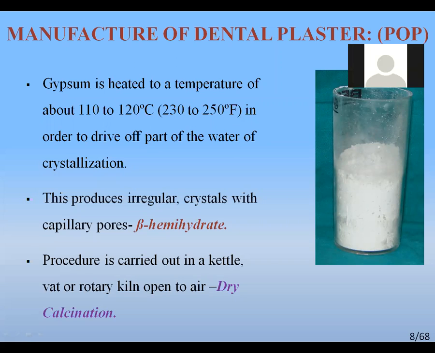Gypsum is there. We apply heat to it, and by this we remove the water content and we get a plaster. Now how is this done? This produces a crystal within the capillary pores, that is beta hemihydrate.